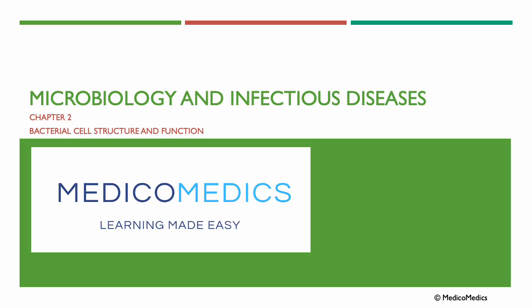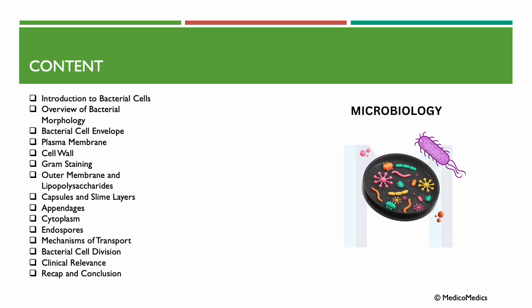Welcome to another lecture by MedicoMedics, Microbiology and Infectious Diseases, Chapter 2, Bacterial Cell Structure and Function. In this extensive lecture, we will talk about bacterial cells, give you an overview of bacterial morphology, talk about the bacterial cell envelope, the plasma membrane, the concept of the cell wall, Gram staining, and further continue on talking about cytoplasm, endospores, mechanisms of transport, cell division, etc. And then we will end with a recap and conclusion.